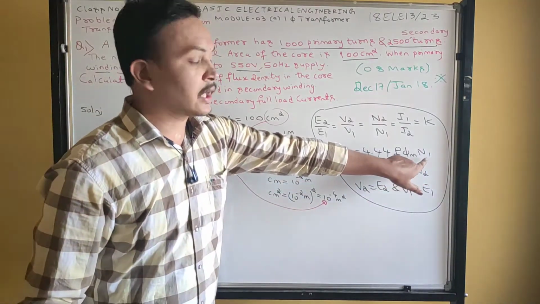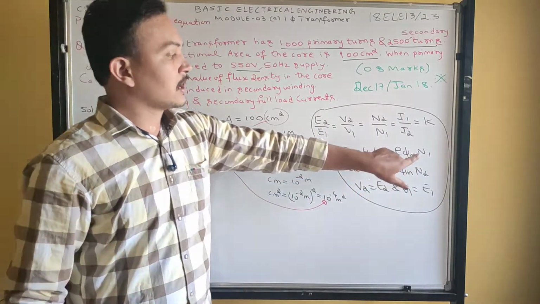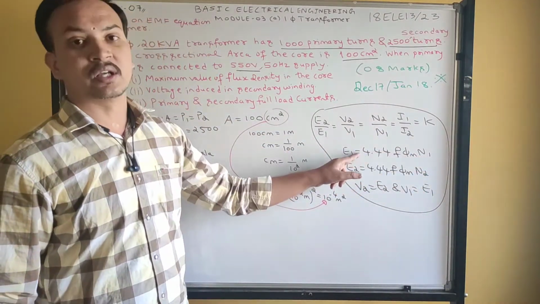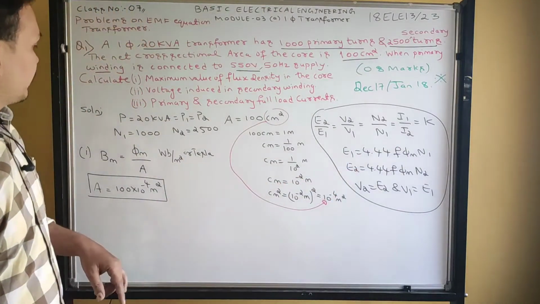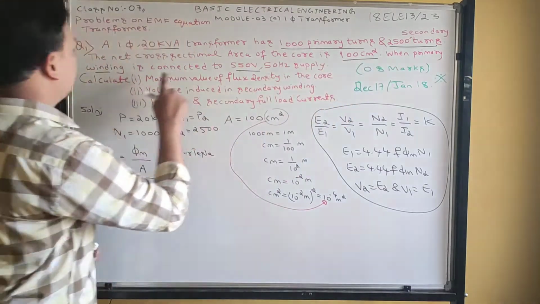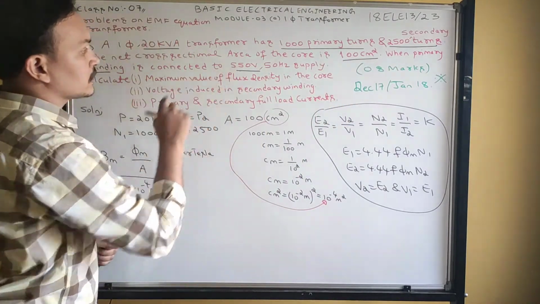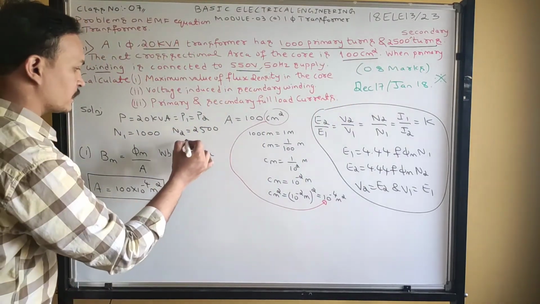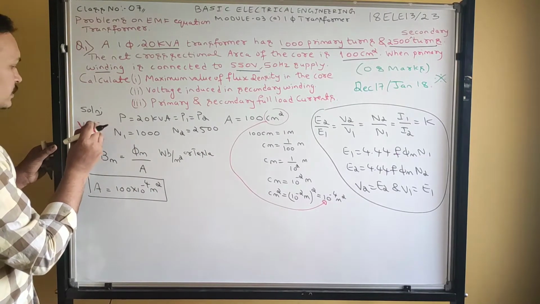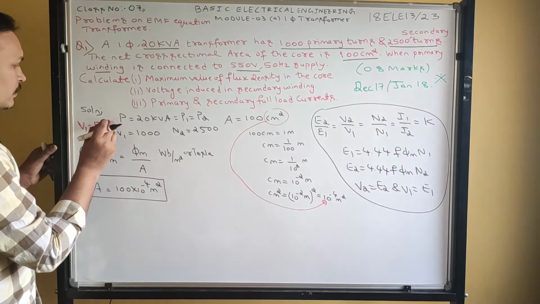In the EMF equation of primary induced voltage, E1 = 4.44 F phi m N1. For that, what do I require? Primary voltage and primary turns. If they give that data, you can use this equation. Yes, they have given data. When the primary winding is connected to 550 volts, V1 is 550 volt.